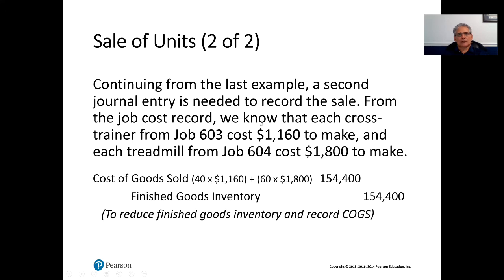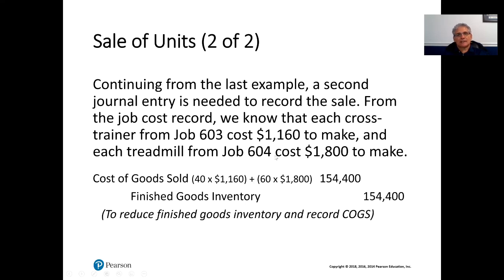From the job cost record, we know that each cross trainer from job 603 costs $1,160 to make, and each treadmill costs $1,800 to make. We got that from the job cost record. So now we book the journal entry. We know we have to take 40 units and multiply it by $1,160 for job 603. That's the cost of the units.